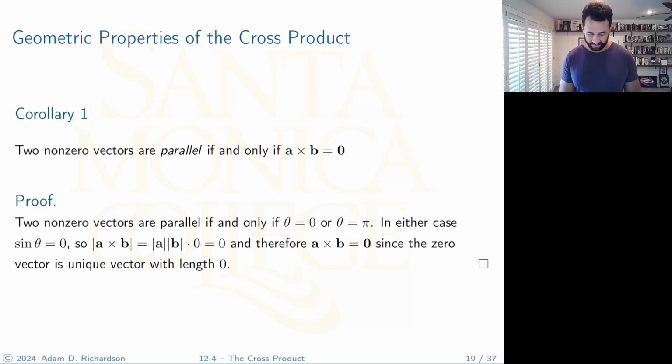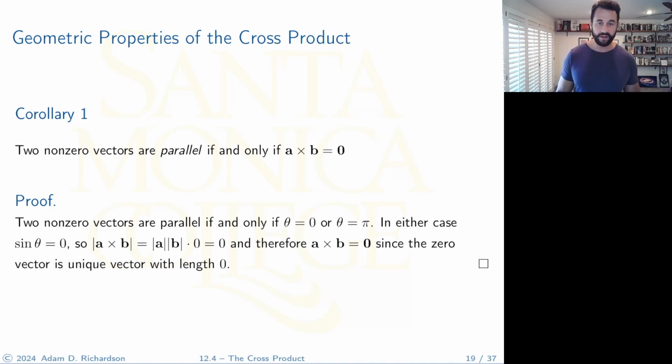Now, the only way the length of the cross product could be 0 is if the cross product itself was 0. That's one of the unique properties of 0. The 0 vector is the only vector that has 0 length, right? So that means it must be the case that that cross product is the 0 vector. There we go. So two vectors are parallel if and only if the cross product is 0.